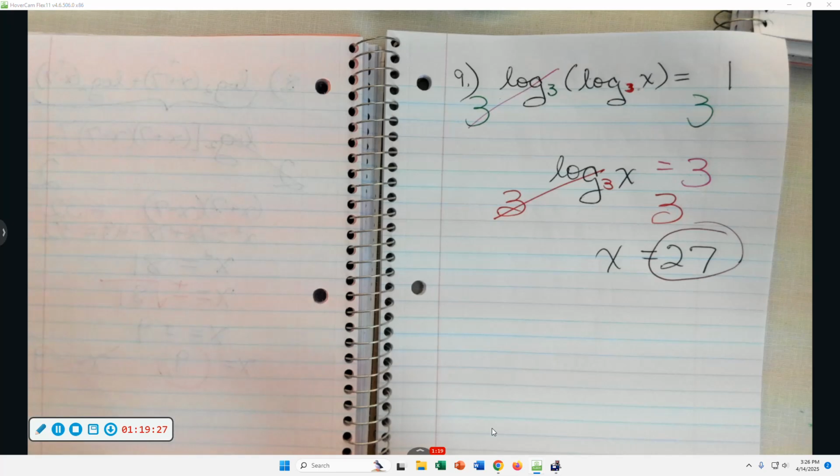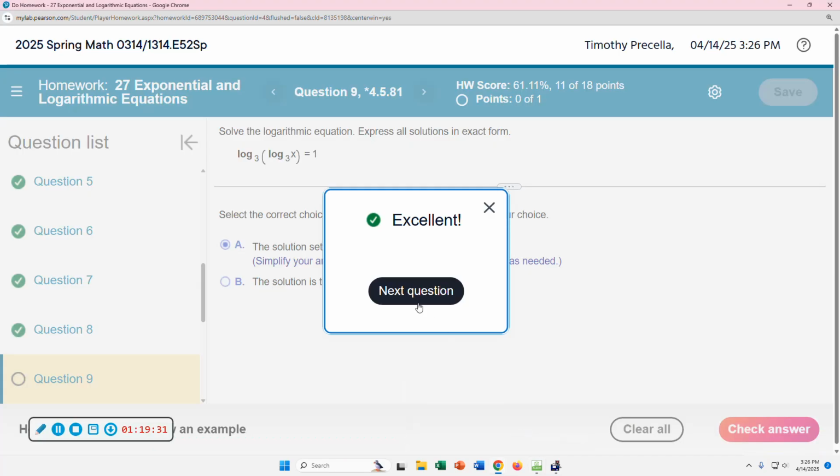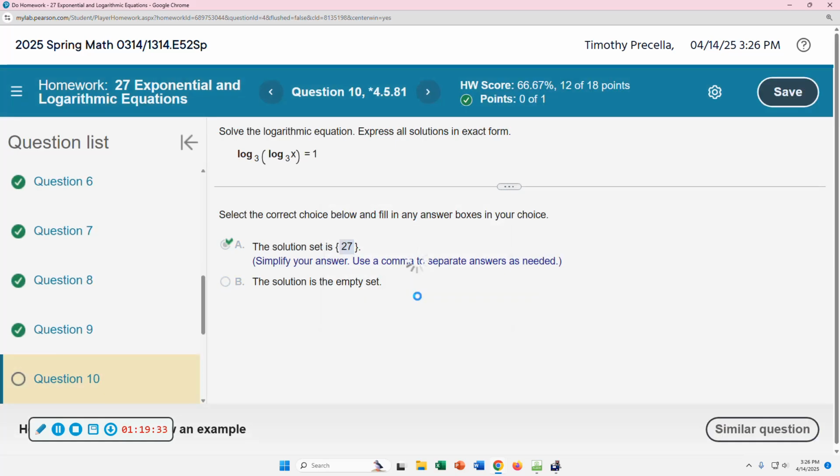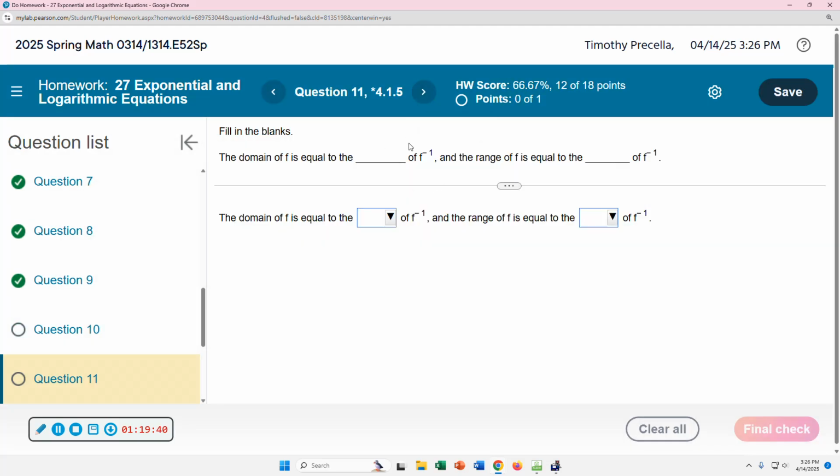Any questions there? I think number 10 is the last one. Once you hit number 11, it's all review. Oh, I like that problem.